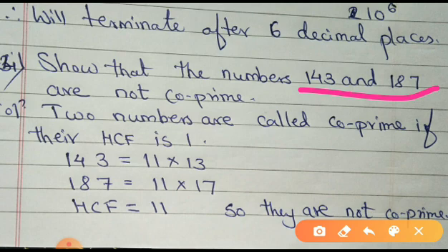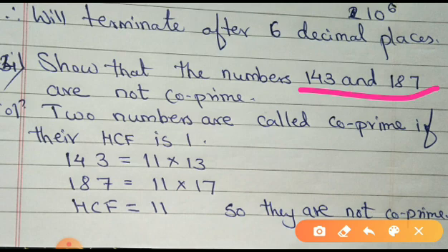For example, if I take 2 and 15. Yes, 2 is a prime number, but 15 is not a prime. But what is the HCF of 2 and 15? There is no common factor, so the only common factor is 1. So 2 and 15 are co-prime. It is not necessary that both the numbers should be prime.